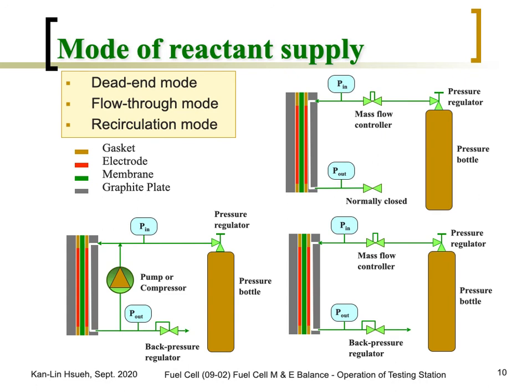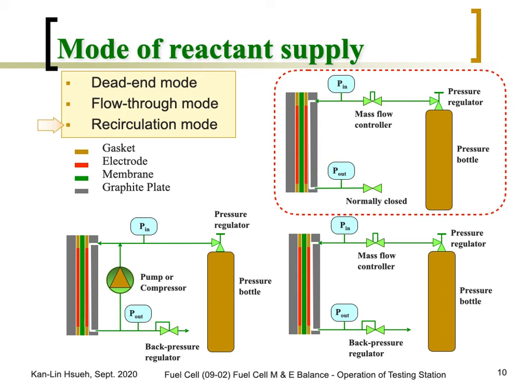There are different reactant supply modes on the hydrogen side. Also, this can be applicable to the cathode air side, but usually we talk about the hydrogen side, the fuel side, because fuel will cost money, and air, at least right now, is free. The first will be the dead end mode, and then the flow through mode, and then the recirculation mode. For the dead end mode, we'll talk about it here. This is the dead end mode.